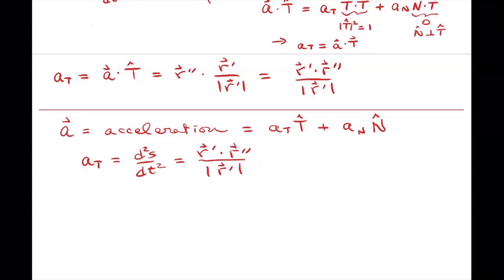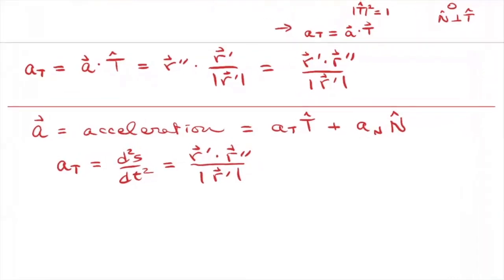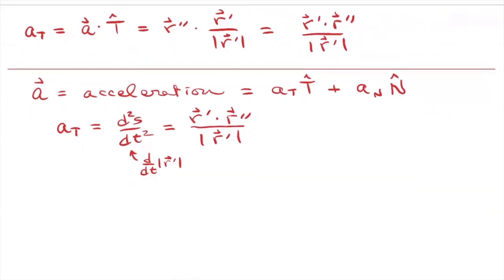Okay. Again, is that it? I'm trying to think now. Yeah, I think that'll do it. And if it helps, just remember the first one there is the derivative with respect to time of speed, which is the magnitude of R prime. So that's an easy way to get it. If you've got the speed, just take the derivative, and that's AT.